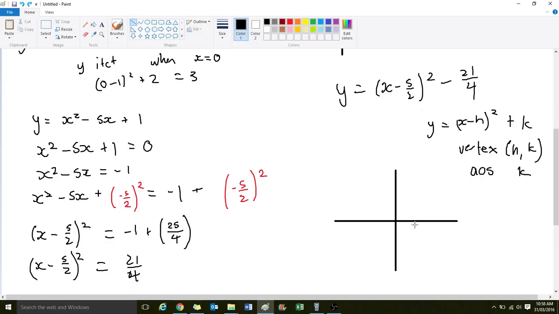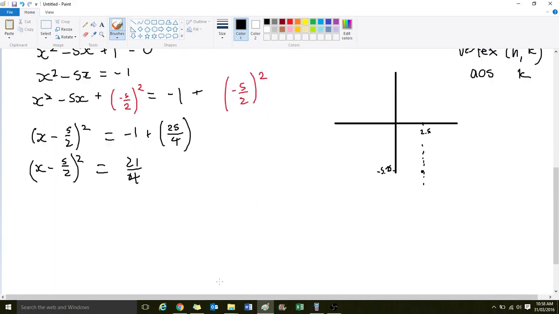when x is 5 on 2, which is about 2.5. So we'll say this point here, when x is 2.5, y is about minus 5.25. Okay, so that point there is the minimum point, and it's also symmetric about the line x equals 2.5. So I'll just draw our line of symmetry there. Now we just need to find the y-intercept, and we'll be able to graph that function.